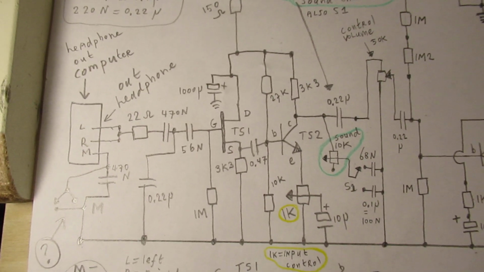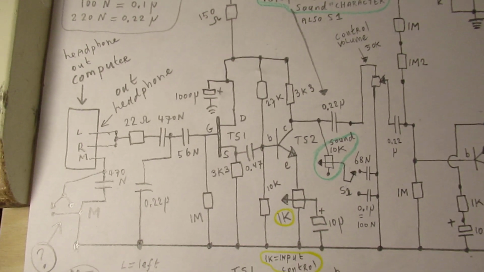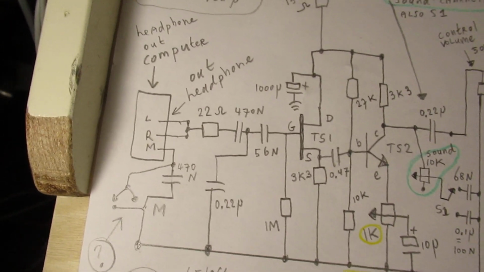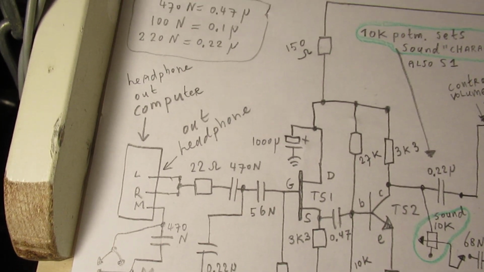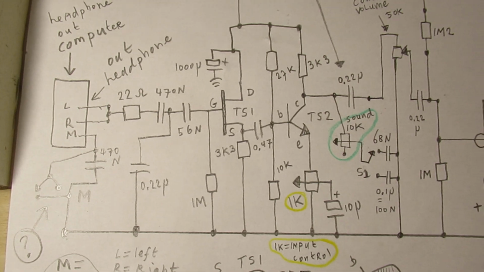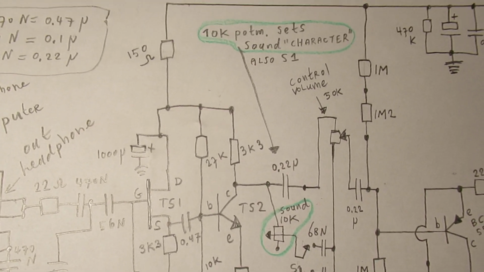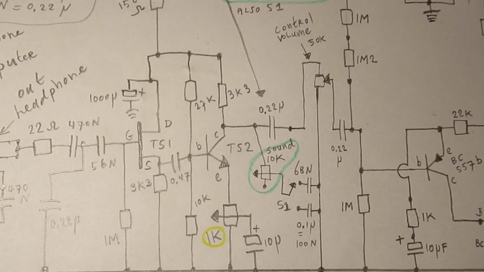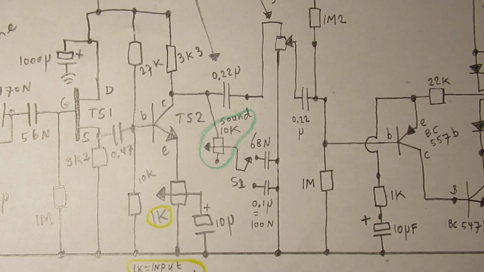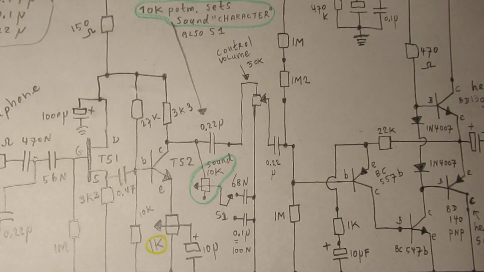Say this is the first buffer stage. The field effect transistor is a kind of buffer. It buffers the signal coming out of the headphone unit of the computer. It buffers, and then there is another say standard grounded emitter stage that's here, and here is also part of the filter. You can see that in the green line.